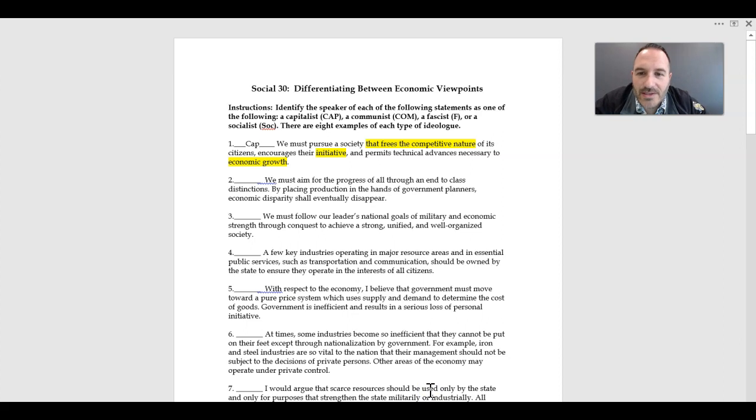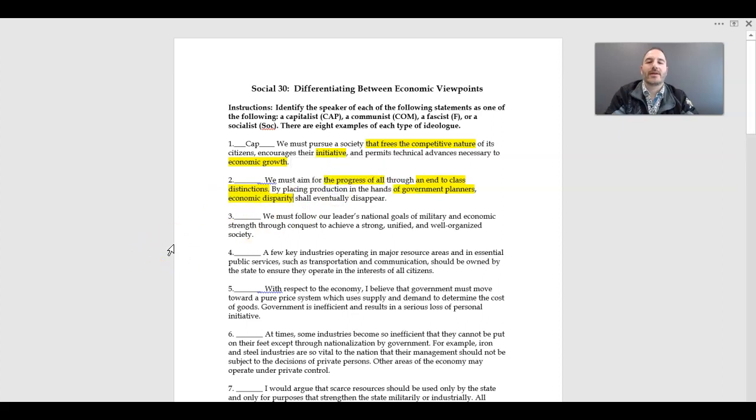So the second one says we must aim for the progress of all. Okay, progress of all. That's important. Through an end to class distinctions. So we want to end class distinctions. When we say that, folks, we're talking about rich and poor, by placing production in the hands of government planners. Economic disparity shall eventually disappear. So we want to get rid of economic disparity.